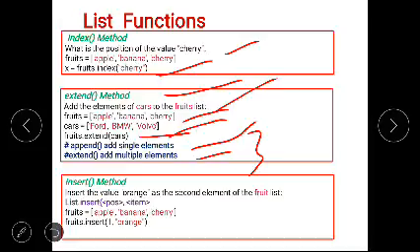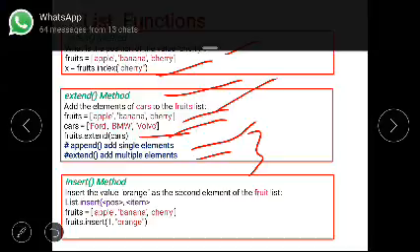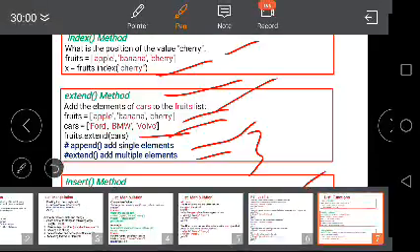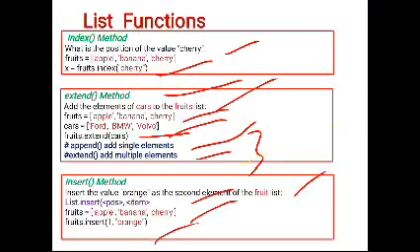Insert method: insert the value orange as the second element of the fruit list. Then what will happen? We have already learned this in previous slides. This is the syntax here, and here we have to write the particular index where we want to insert an item. Of course it is 1, maybe 2, 3, 4, or whatsoever, the position where you want to insert the new item in your given list.